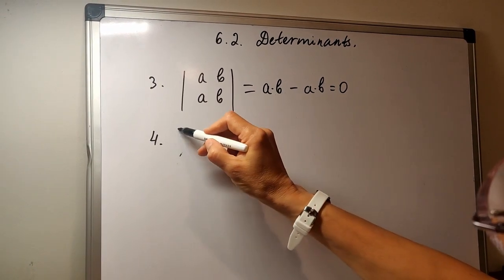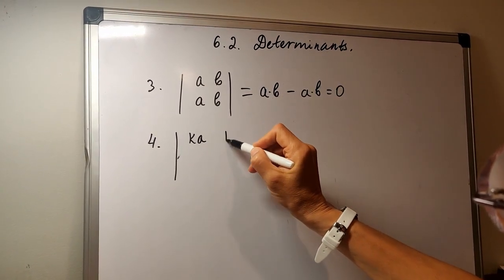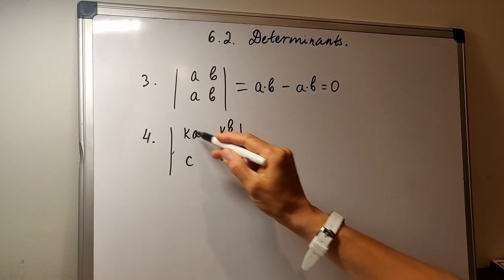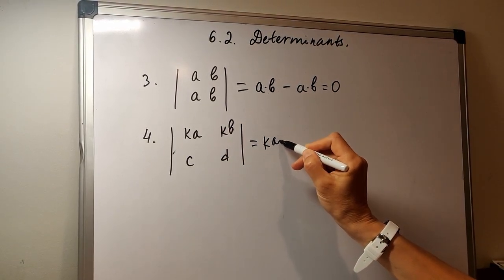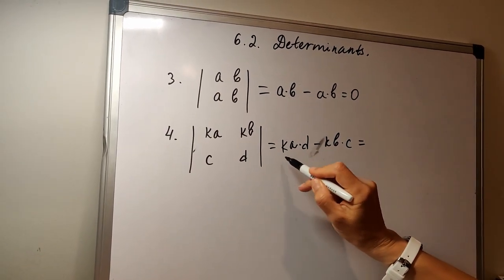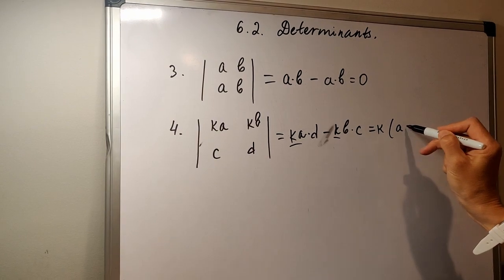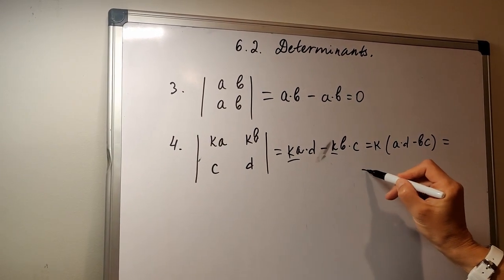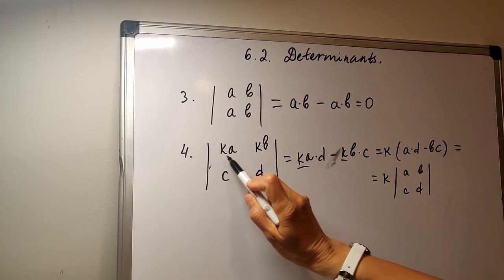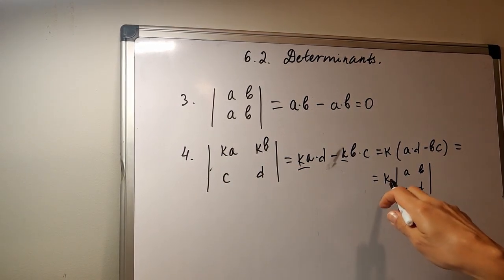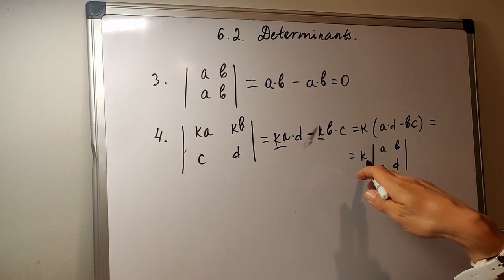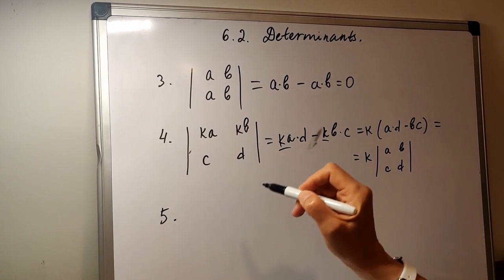Rule number 4. If you multiply one row of the matrix by a constant K, how is the determinant going to change? Well, I'm just going to calculate it. That's K, A multiplied by D minus K, B multiplied by C. Because K is repeated here and here, I'm going to take it out and have AD minus BC, which is actually the determinant of the original matrix A, B, C, D. So when you multiply one row by any arbitrary number K, non-zero of course, you are going to have the determinant multiplied by this number K.